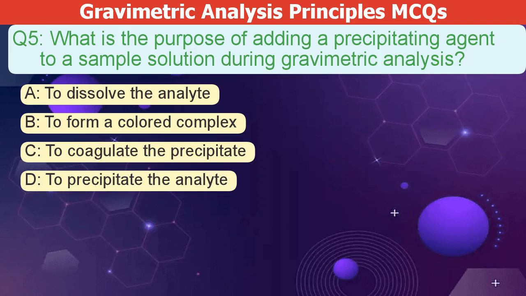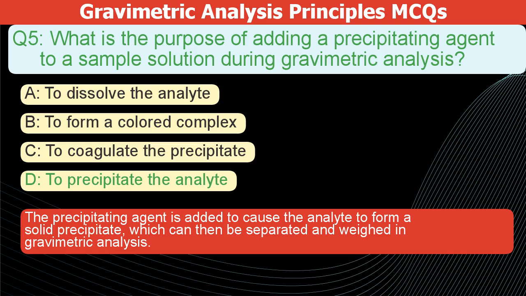What is the purpose of adding a precipitating agent to a sample solution during gravimetric analysis? A. To dissolve the analyte. B. To form a colored complex. C. To coagulate the precipitate. D. To precipitate the analyte. The correct answer is D. The precipitating agent is added to cause the analyte to form a solid precipitate, which can then be separated and weighed in gravimetric analysis.